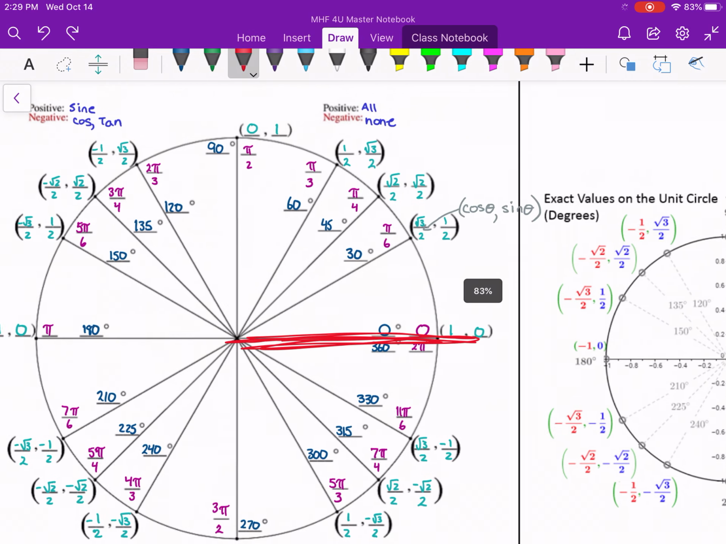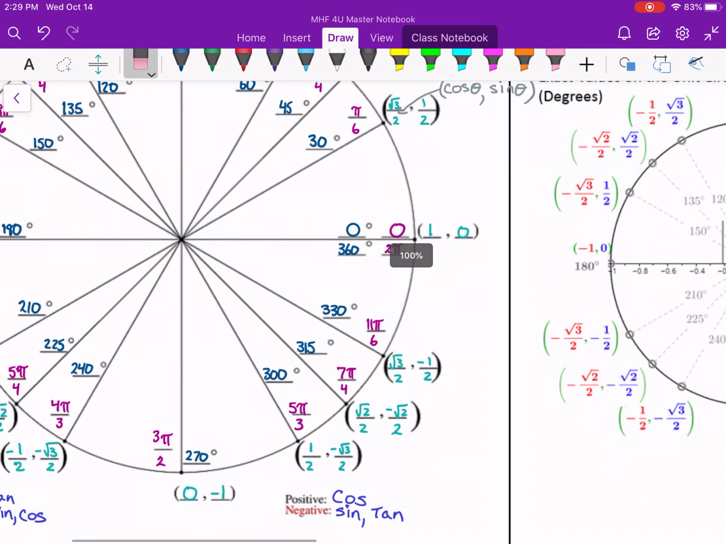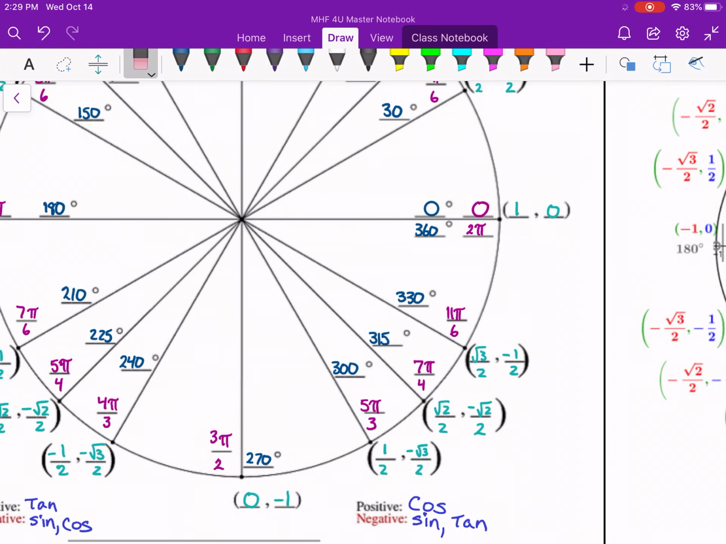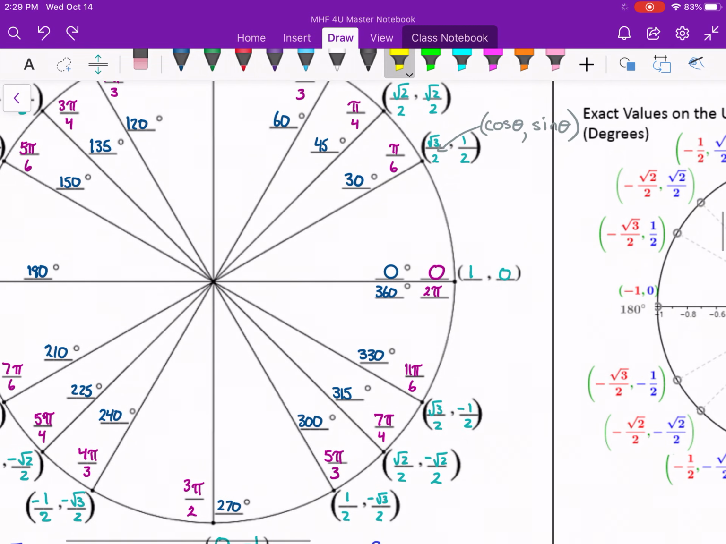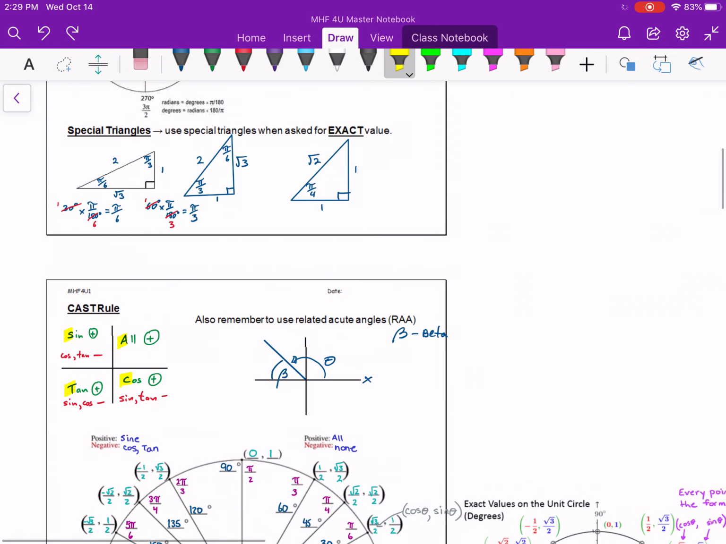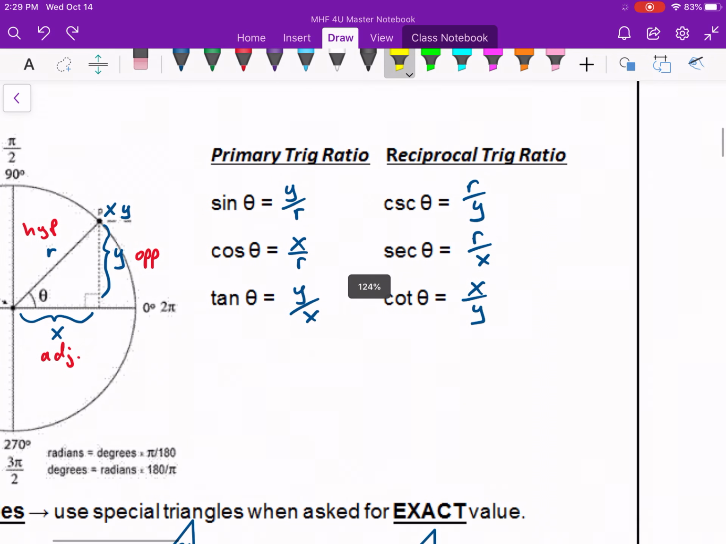But then we also have the values that are around the outside. So if it's a unit circle, if it's got a radius of 1, remember this length from the origin to anywhere on the circle has got a radius of 1. So that means that if we use our trig ratios that we just reviewed up above, anywhere there's an r, we can divide by 1.